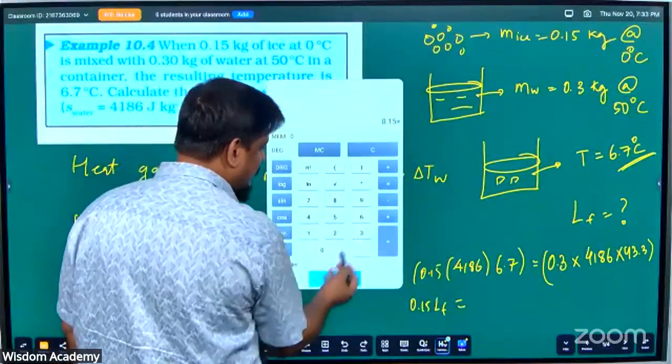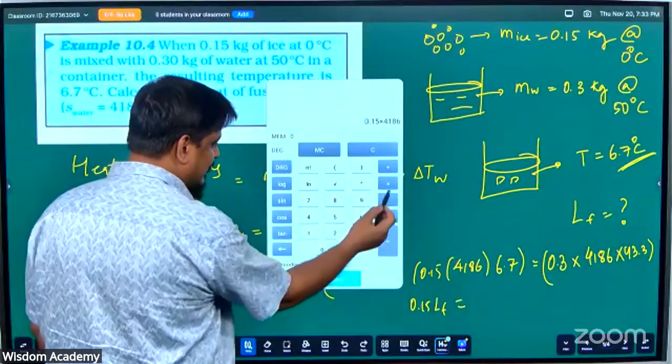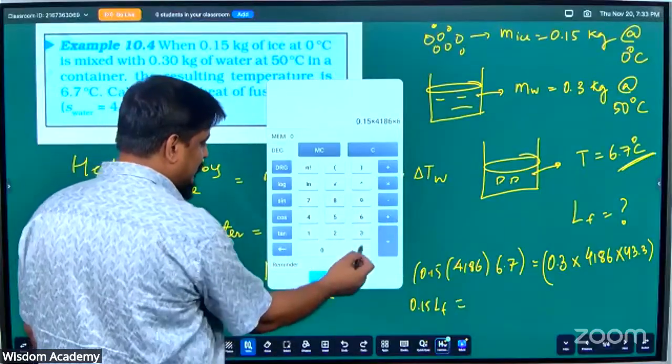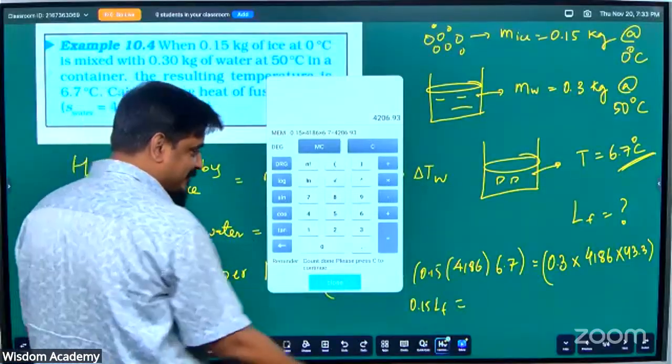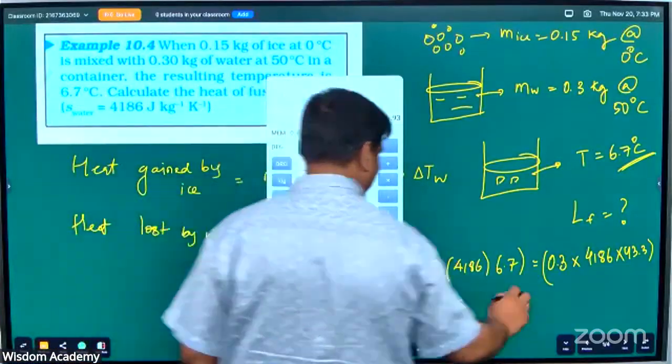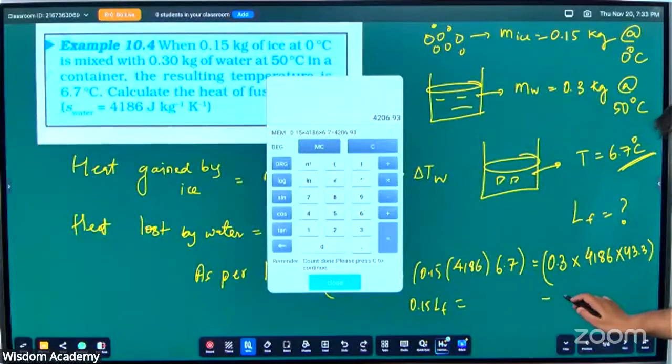0.15 times 4186 times, what is that? 6.7. You're also waiting for me to tell by calculator, not doing by yourself. Man, you will not have anything in the exam like this. Minus 4206.93. And this is how much?